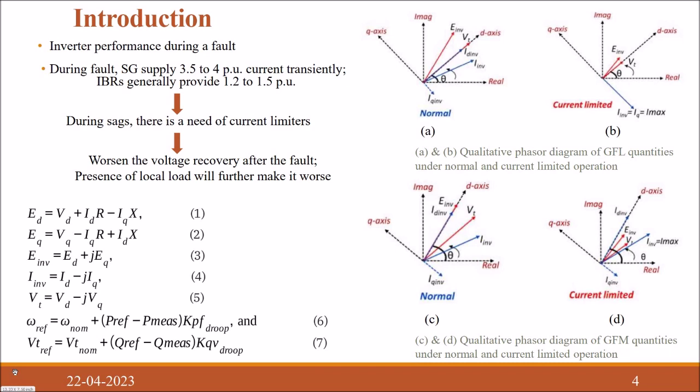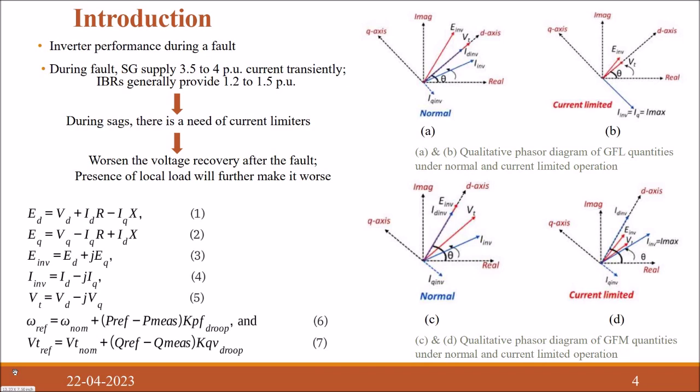Now let's talk about what will happen for a grid forming inverter. In a grid forming inverter, we see that the D axis is aligned with the internal voltage, the E inverter, and the terminal voltage is lagging behind the D axis.